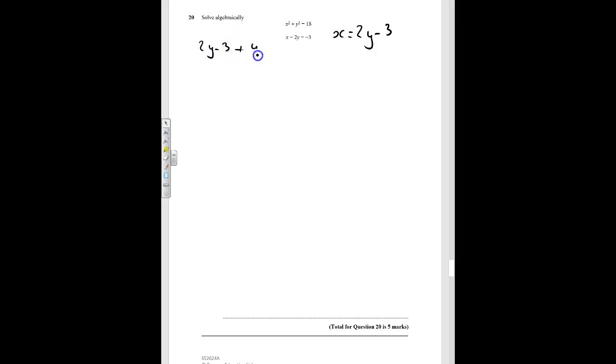plus y squared equals 18. I've basically just changed the first equation. I've taken out the x and I've put 2y minus 3 in. First thing I need to do, expand the brackets. That gives us 4y squared, then minus 12y plus 9. Then we've just got the bit we've already got, the y squared equals 18.